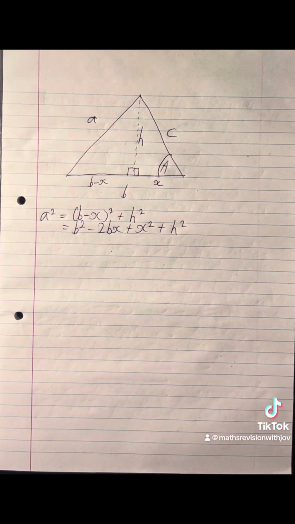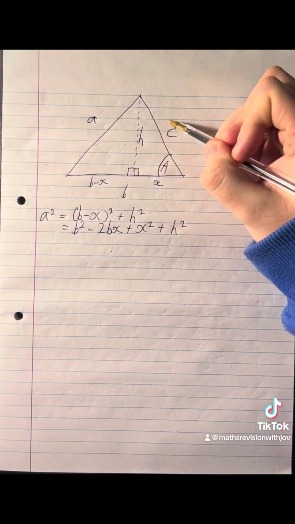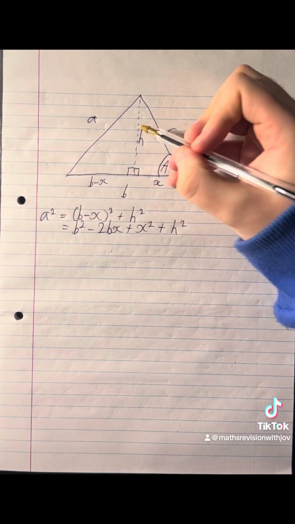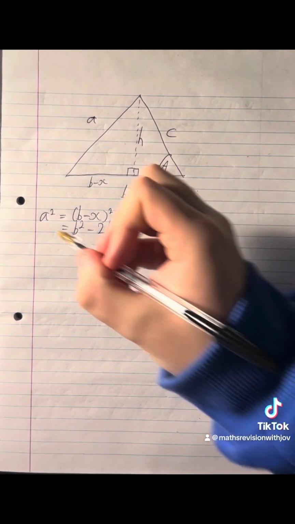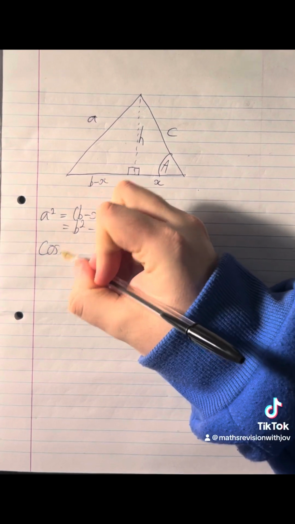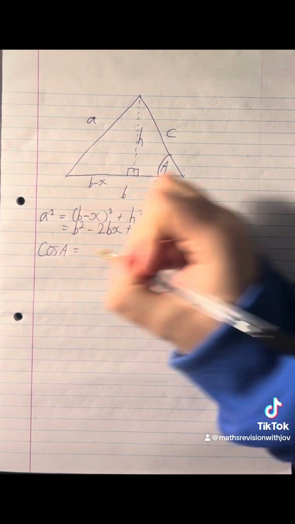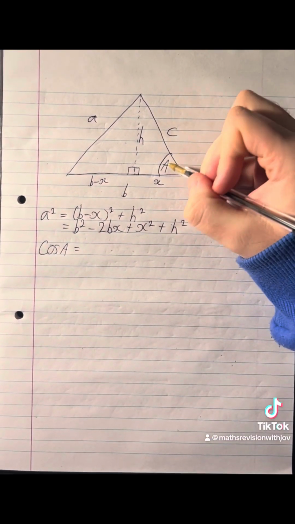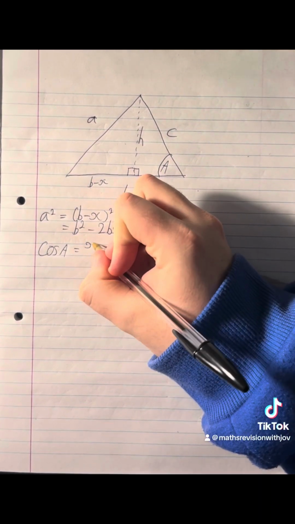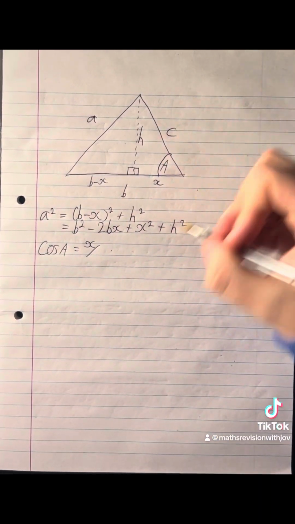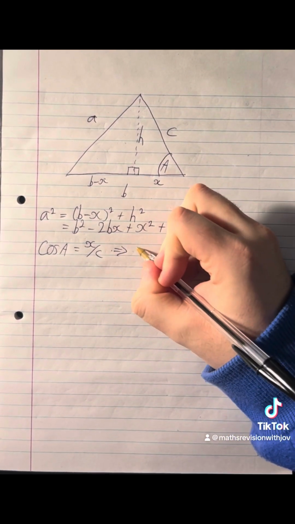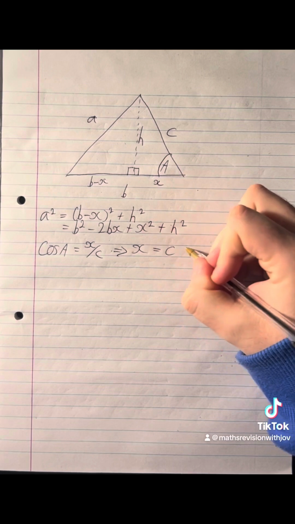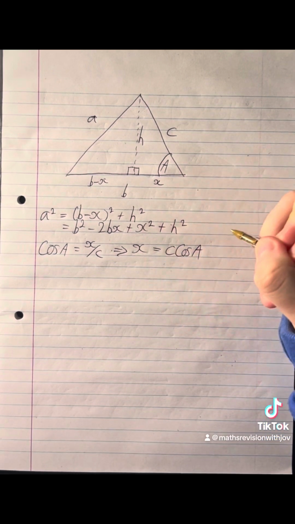And we'll leave that for now, because the second thing we're going to do is look at this triangle over here, and we're not actually going to be touching h in this one. What we're going to do is say that the cosine of angle A is equal to the adjacent side, which is x, divided by the hypotenuse c, which means that x is equal to c times the cosine of A.